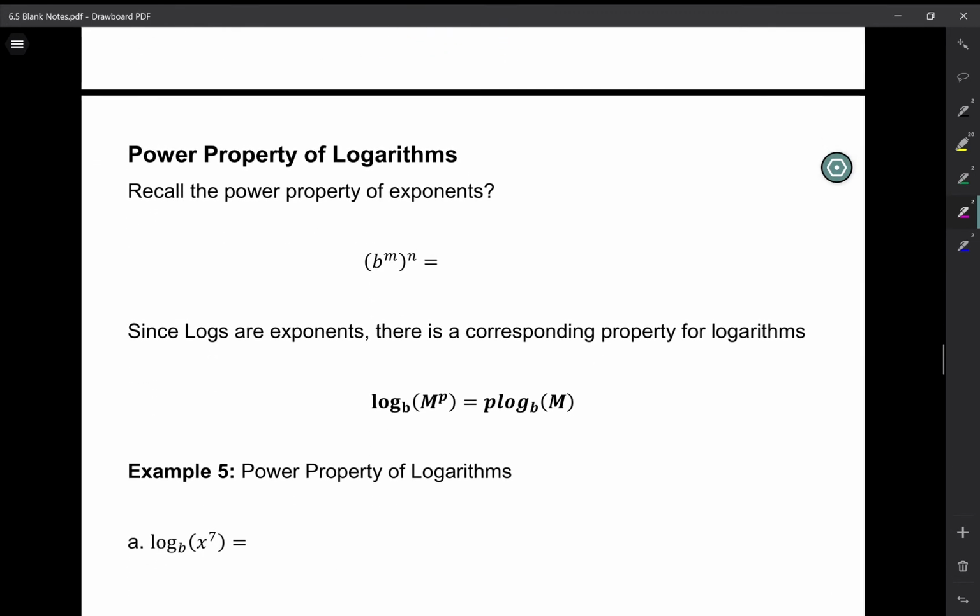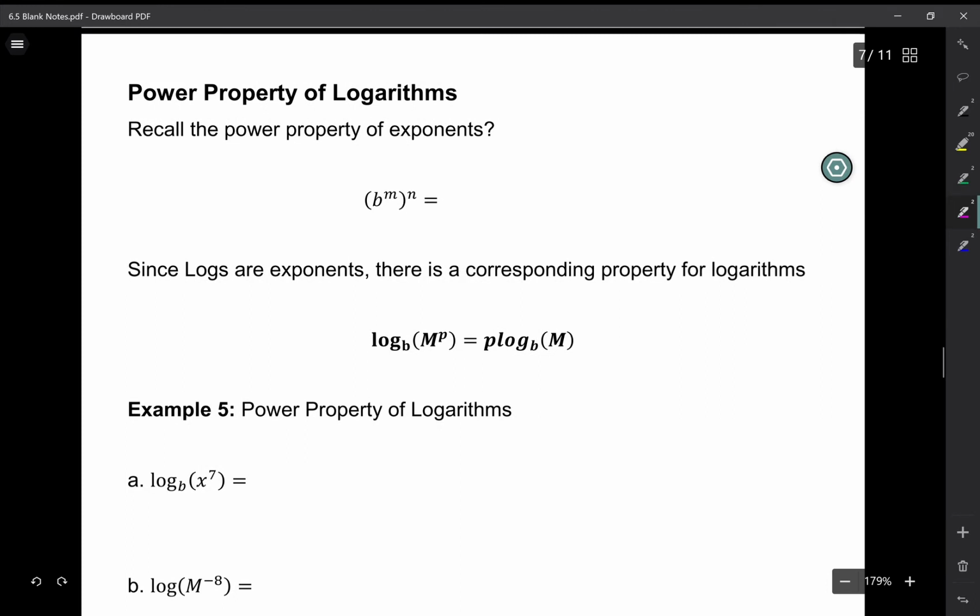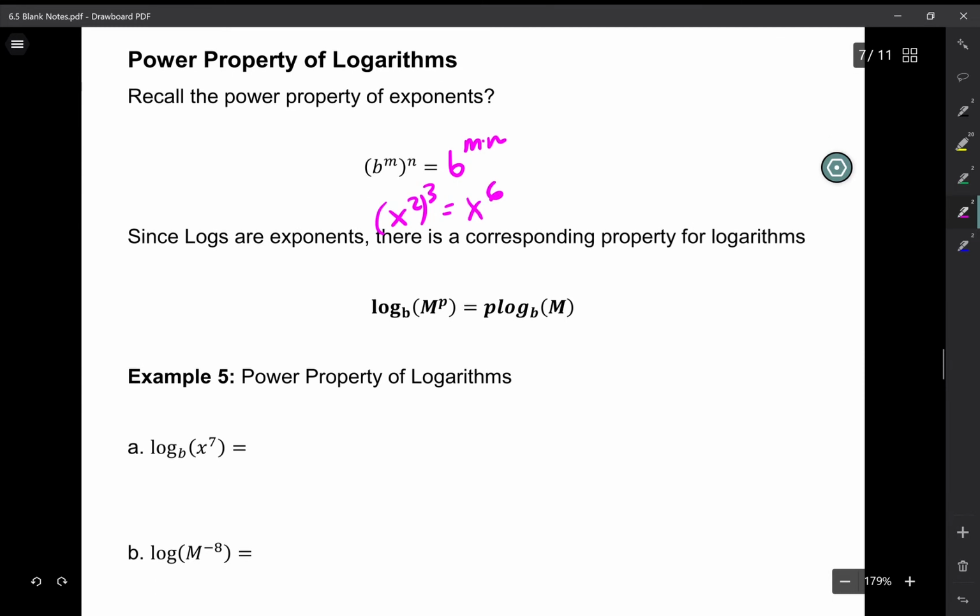One more property here, and that is a power property for logarithms, just like the power property for exponents. If you had b to the m to the n, it became b to the m times n. This is like if we had x squared and then we cubed it, we got x to the 6th, right? This rule, I think it helps to make a little visual, and I like to see this p, and I think if I have log base b of m to the p, that p can come down in front to make p times log base b of m.